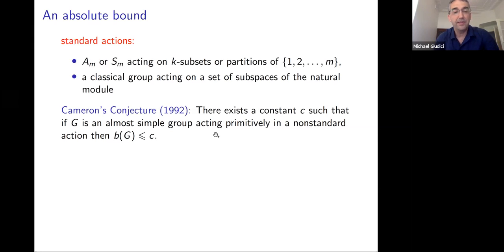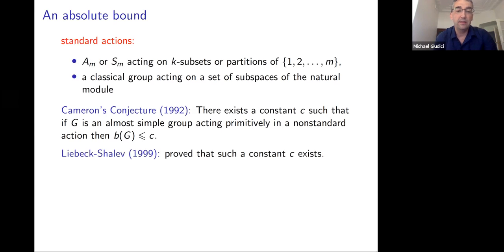Now, at the time, Peter said, well, the largest example I know is M24 acting on 24 points, and that has a base of size 7. Maybe that's the largest constant, but he wasn't really conjecturing that, but he said that there should be some constant. Well, Liebeck and Shalev, 7 years later, they showed that such a constant C does exist.